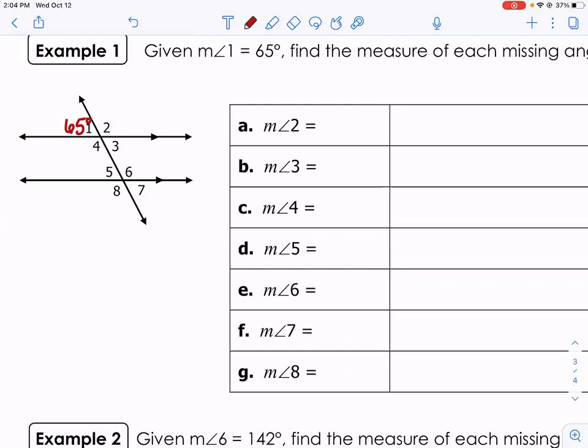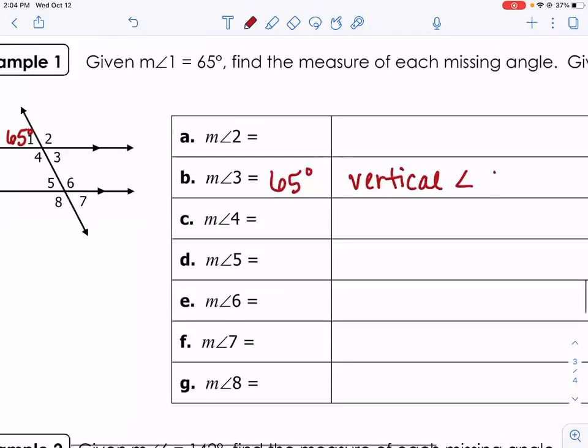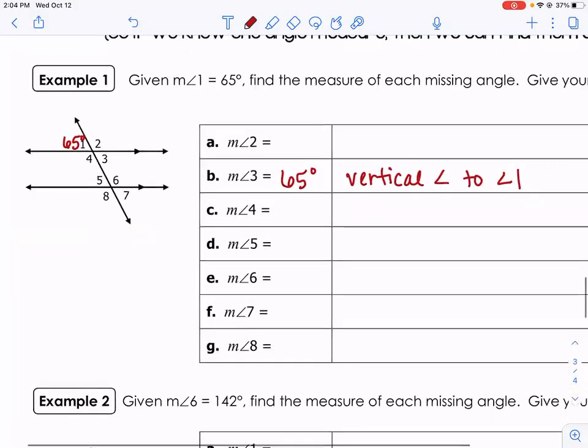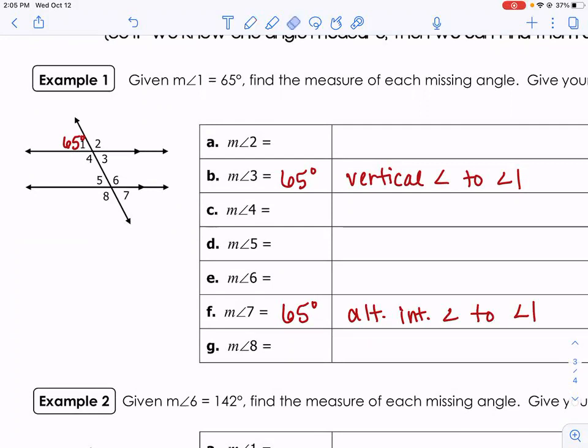Paxton, please tell me another angle that is also 65 degrees. Angle 3 is 65 degrees, and how do you know that? Stella, what is another measure that is 65 degrees? Okay, and what's the relationship to angle 1? Did abbreviate int for alternate. Oh, you said exterior though. Alt ext for alternate exterior. Are we okay with that?